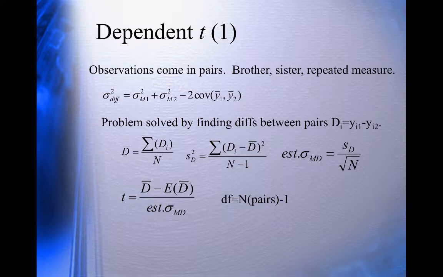Okay, so that's the independent samples t, and now the dependent samples t. So in the dependent t, you've got two groups, but the observations come in pairs. So you've got brother and sister, or you've got a repeated measure, so each person is measured twice, so you've got two people that are related somehow. When you have dependency like that, then the variance of the difference is going to be the variance of the first mean plus the variance of the second mean. So that's what you had before. But now we're going to subtract 2 times the covariance of the first and second means.